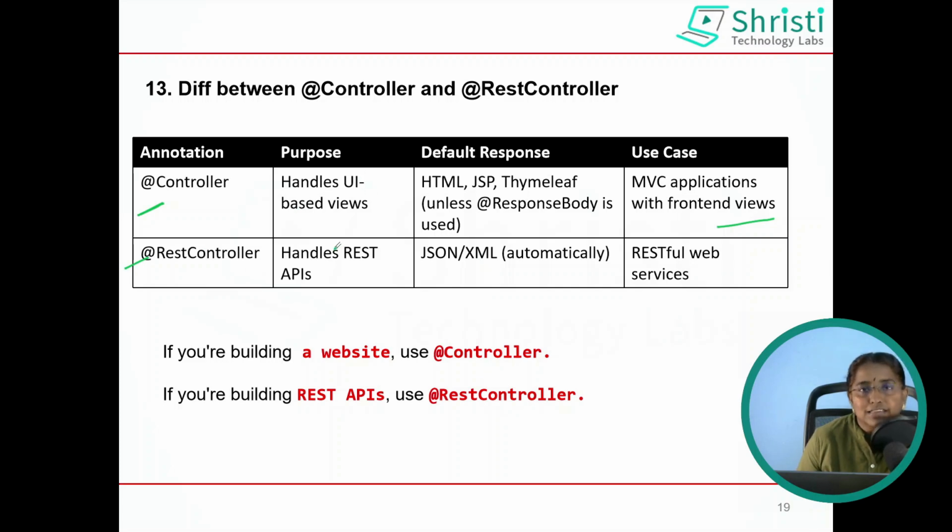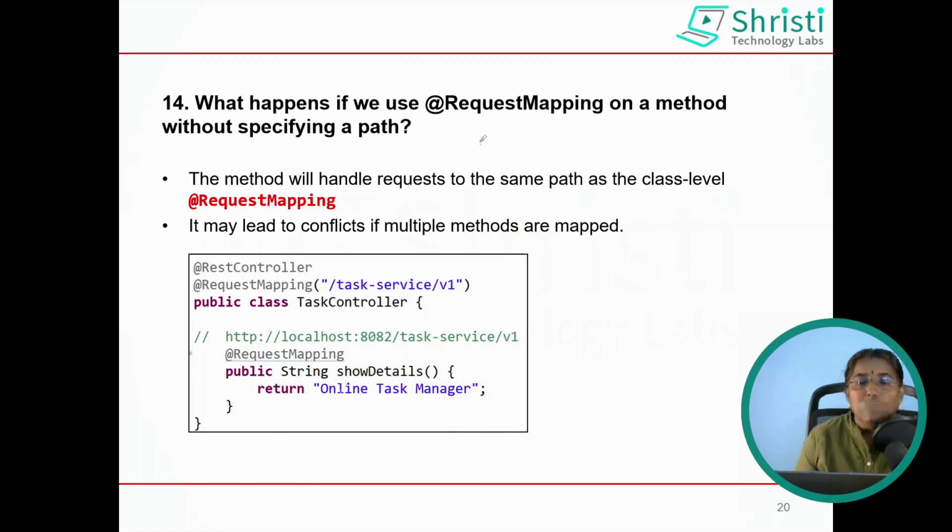@RestController handles REST APIs. If you want to build a website, use the @Controller annotation because it has the view pages that are a part of it. If you want to build a REST API, use @RestController. Next question. What happens if we use @RequestMapping on a method without specifying a path? In this case, the method will handle the request that is coming from the class level request mapping.